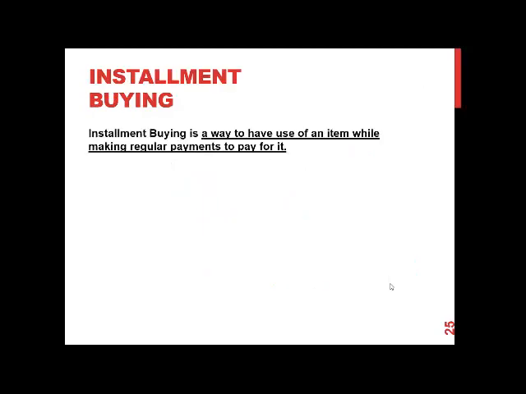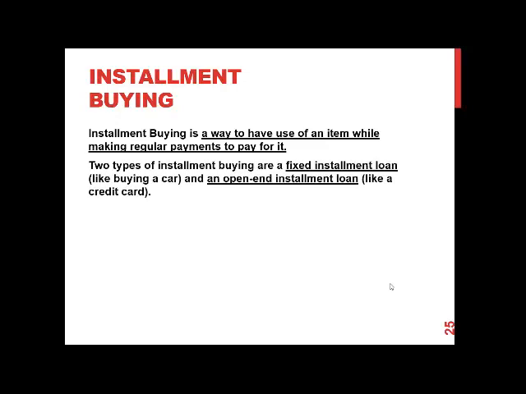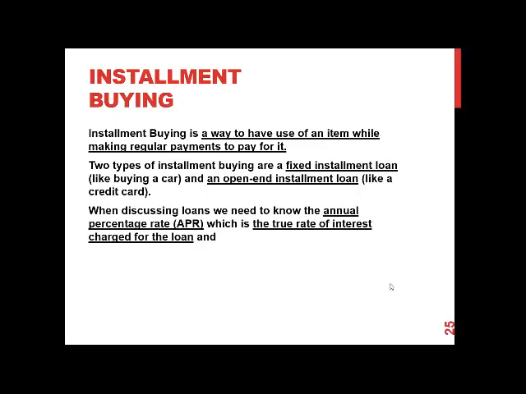Installment buying is a way to have use of an item while you're making regular payments to pay for it. Two types of installment buying are a fixed installment loan, like buying a car, and an open-end installment loan, like a credit card. When you're discussing loans, we need to know the annual percentage rate, which is the true rate of interest charged for the loan.